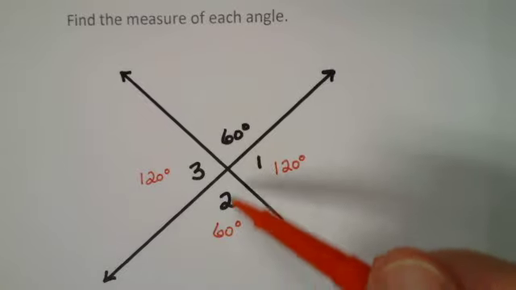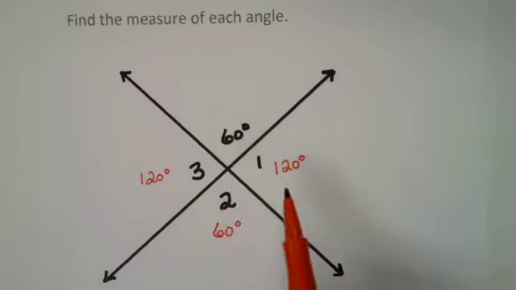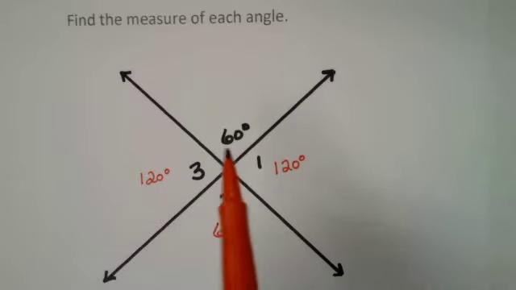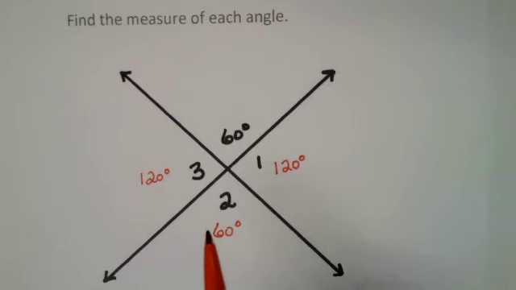Vertical angles are equal. Linear pairs have to add up to be 180 degrees. These two add up to be 180. These two add up to be 180. These two add up to be 180.